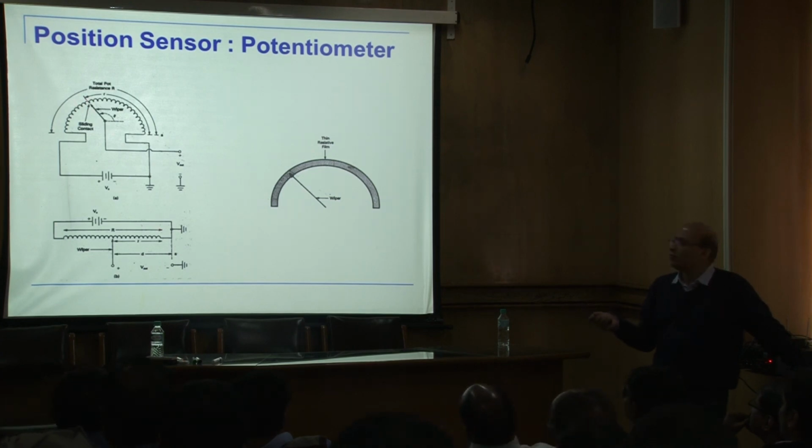Right? So this is a sensor which is not very widely used. It is very cheap, but it's very bad in the sense that there is a lot of noise. It's not very accurate, but it's very cheap. It's about 100 rupees only. But for simple applications, it's okay.